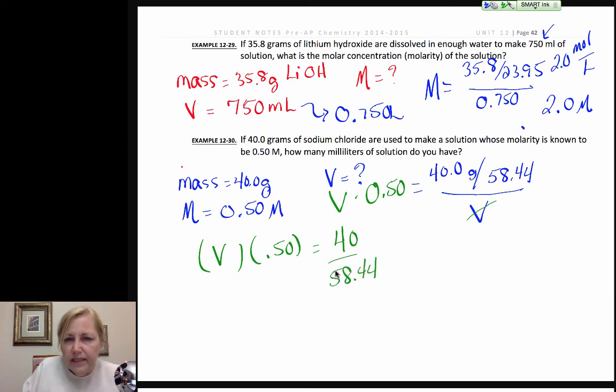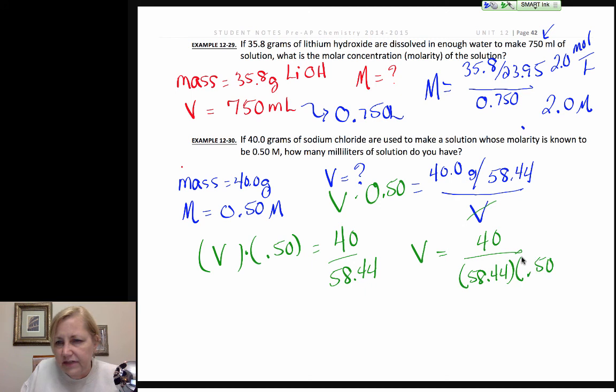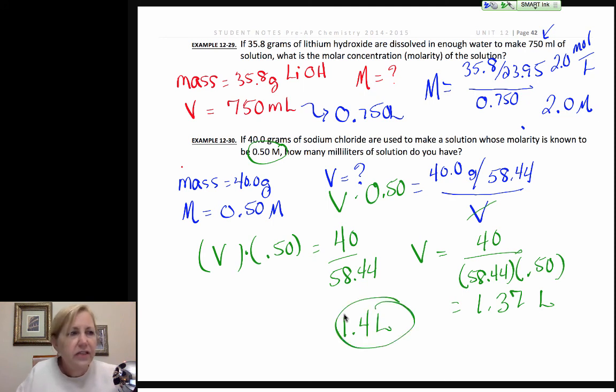So if I then solve for volume, I'd have volume is 40 over 58.44. The opposite operation of the multiplication, if I want to get it to the other side, is division. So hopefully, I know that was fast on the algebra, but this isn't an algebra class. This is chemistry. So you should get 1.37 liters. Given the fact that I have 2 sig figs up here, I'm going to call that 1.4 liters as my final answer. Okay, so that shows you the variety of ways we're going to be using this formula.